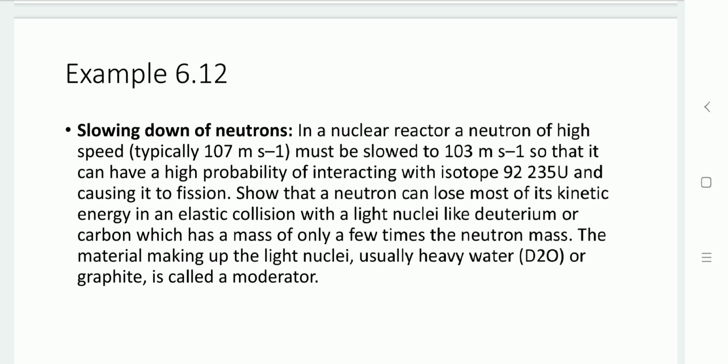So a neutron can lose most of its kinetic energy in an elastic collision with light nuclei like deuterium or carbon, which have a mass of only a few times the neutron mass. The material making up the light nuclei, usually heavy water D2O or graphite, is called a moderator.